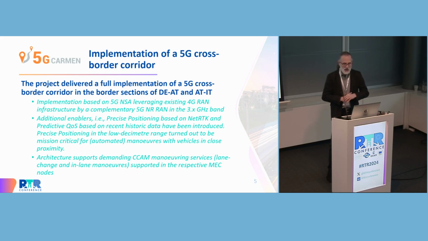3.x gigahertz band, also known as band, what is it? 87, I guess, if I recall correctly, or no, 78, right? That's the band. We implemented additional enablers, precise positioning, which is augmenting the GNSS or navigation satellite signals by a so-called network real-time kinematic environment, which provides correction data to the signals we receive. In this case, we were relying on the GPS system, not on the Galileo system. Maybe that's something to consider in one of the next projects, to be very clear. However, these are compatible to a large degree.